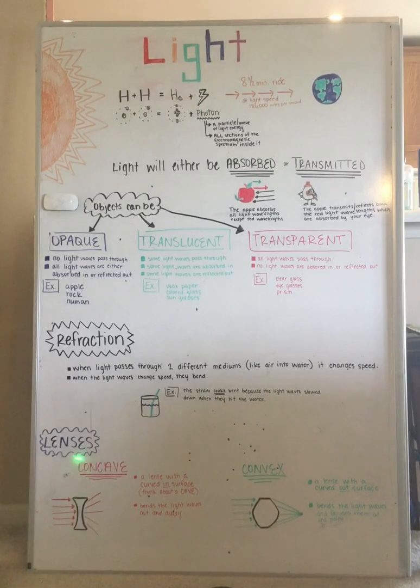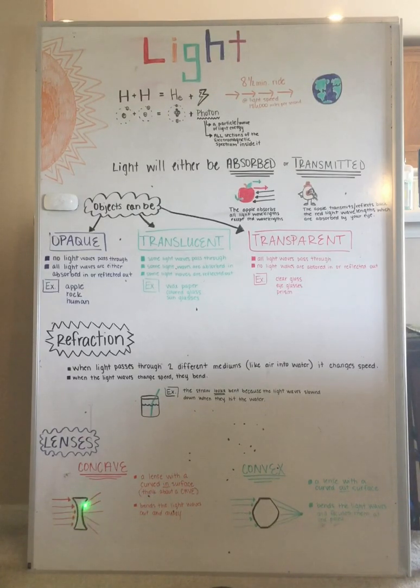All right, one more thing we're going to look at is lenses and how light interacts with lenses. So there's two types of lenses that we're going to look at. One is concave and one is convex. So light, we know, travels in a straight line. Light travels in a straight line unless it interacts with another type of object. So here, a concave lens is a lens with a curved in surface. So the surface is curved inwards.